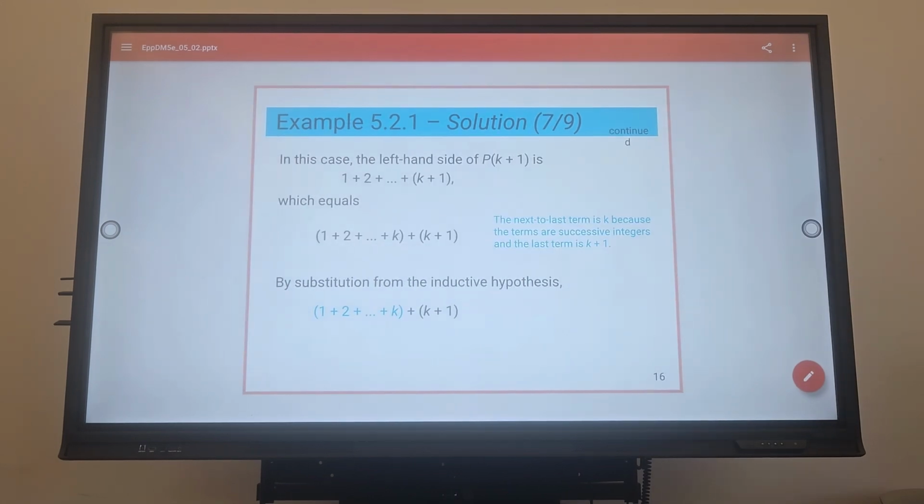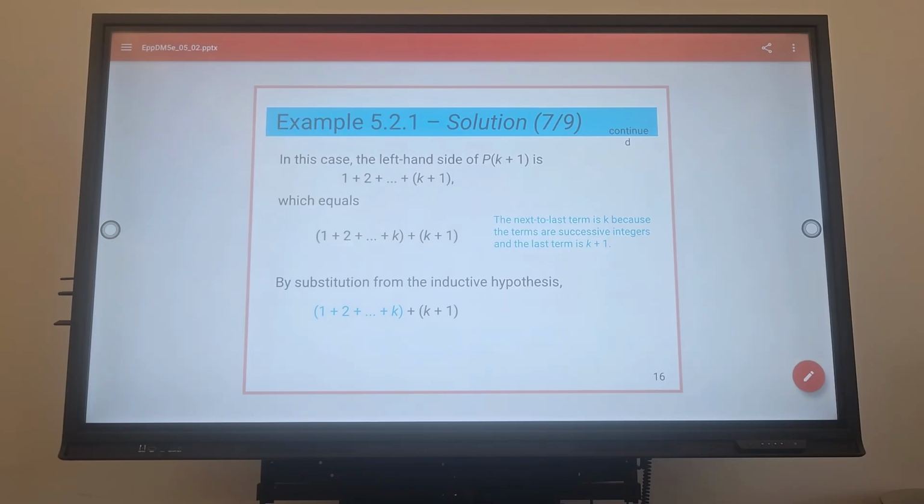In the case of the left-hand side of P of k plus 1, it's 1 plus 2 plus 3, etc., up to k plus 1, which equals 1 plus 2 plus 3, etc., plus k, plus k plus 1. The last term before k plus 1 is k because the terms are successive integers, and the last term is k plus 1.